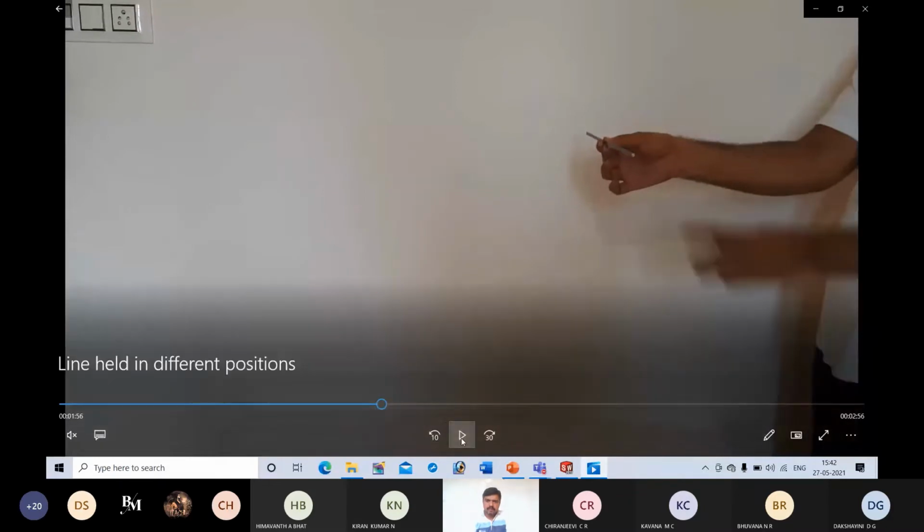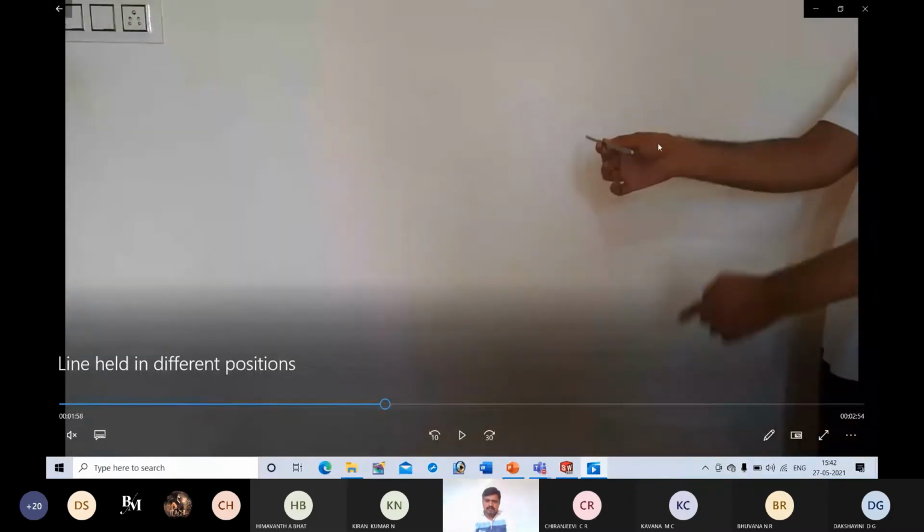Now consider this position. This is again the same case, parallel to one plane and perpendicular to the other. In this case, it is perpendicular to VP and parallel to HP. So what is the front view? Is it a line or a point?